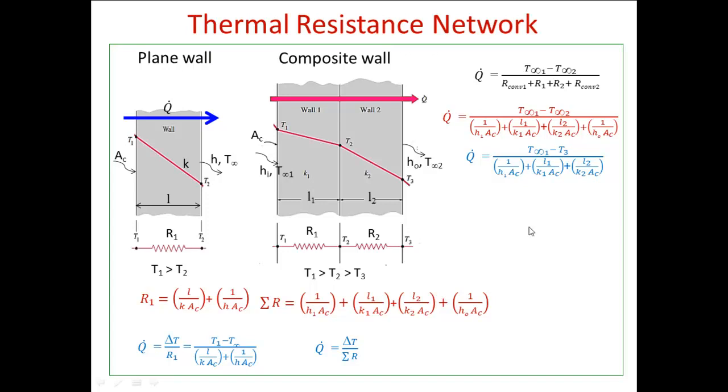Similarly, if you consider the temperature limits from T infinity 1 to T2, then within this range, what are the resistances? The convective resistance of the inner surface and the conductive resistance of material 1. So if you want to calculate the rate of heat transfer, whatever temperature range we are considering, only the corresponding resistances have to be considered.